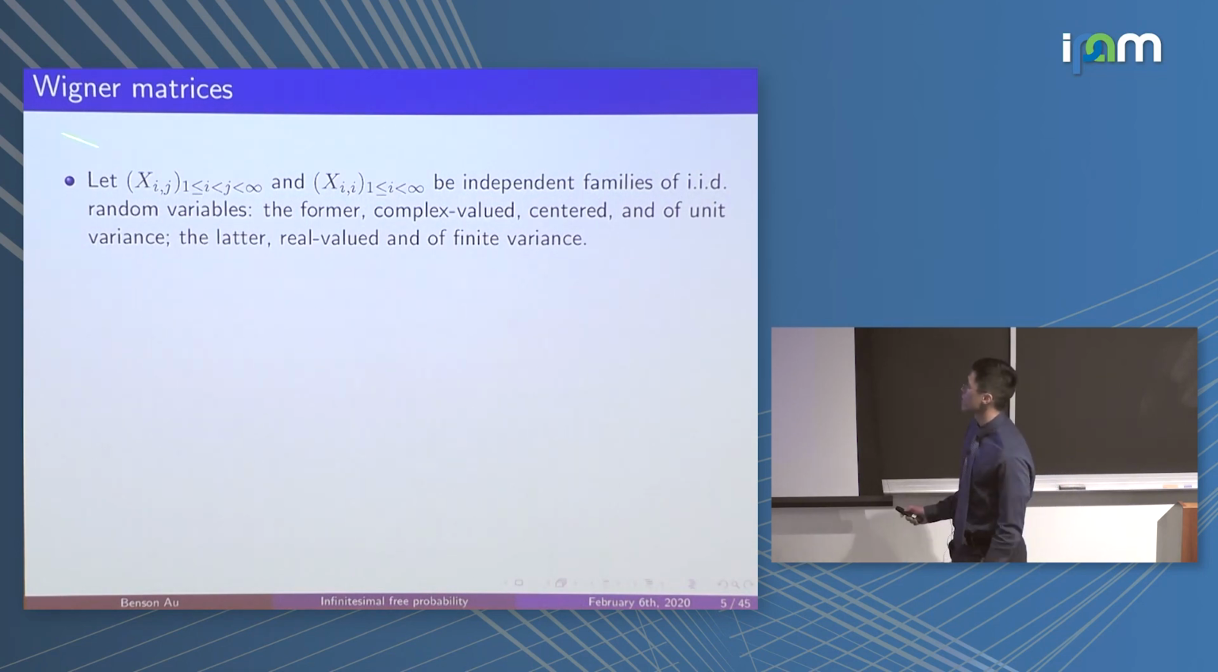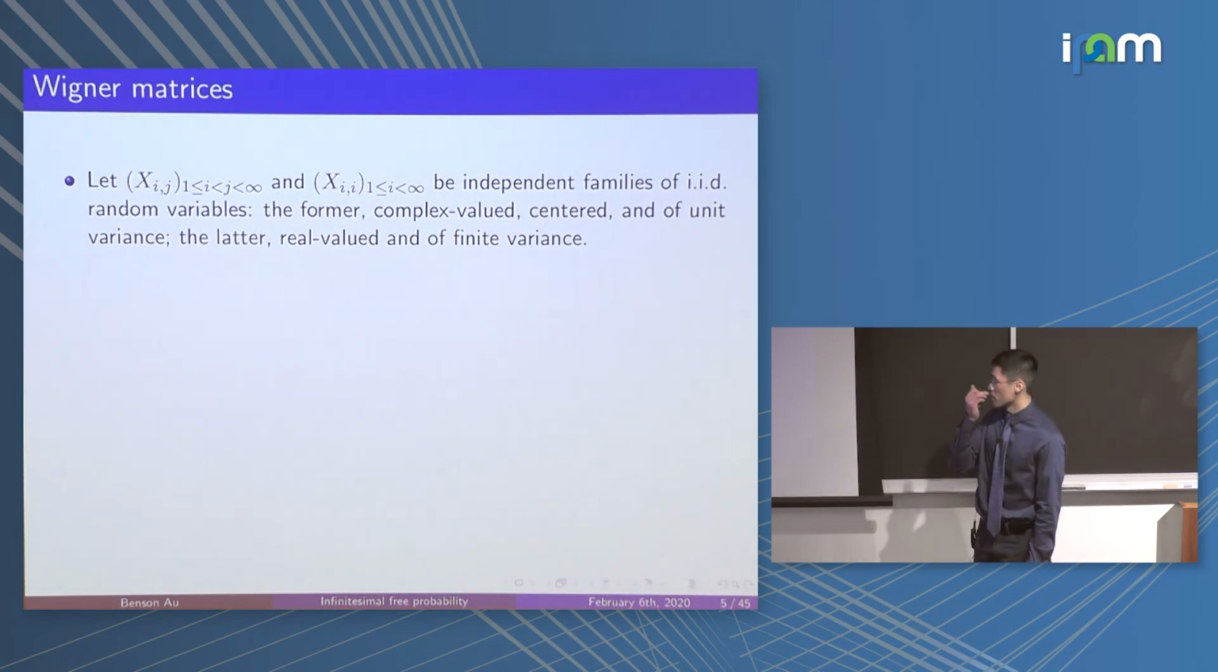I'm assuming that my upper triangular entries are IID, centered and of unit variance, possibly complex valued, and then my diagonal entries are going to be finite variance and real valued.